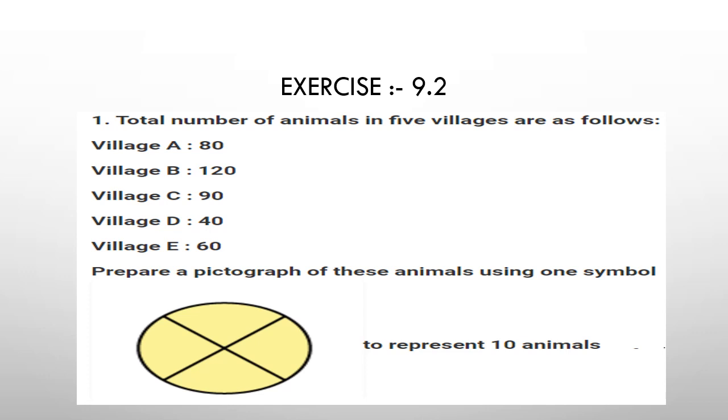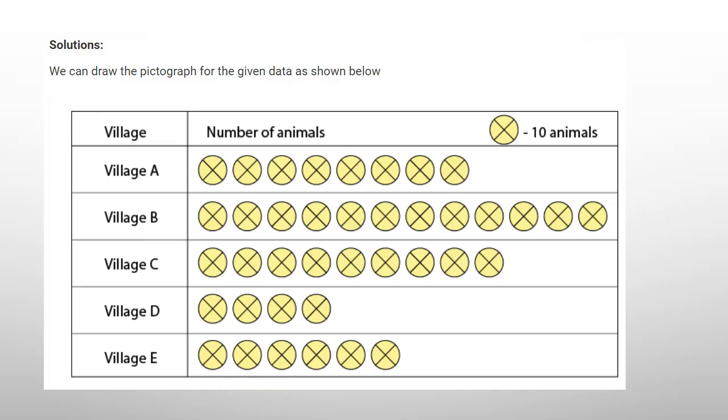So they have given the symbol also, children. By using this symbol you have to draw a pictograph. And this symbol represents how many animals? Yes, 10 animals. Let us see how to draw a pictograph. See, we can draw a pictograph for the given data as shown here. See, children, I have taken a simple tabular form. So I have drawn the margin here. Here village, number of animals, and this each symbol represents how many animals?